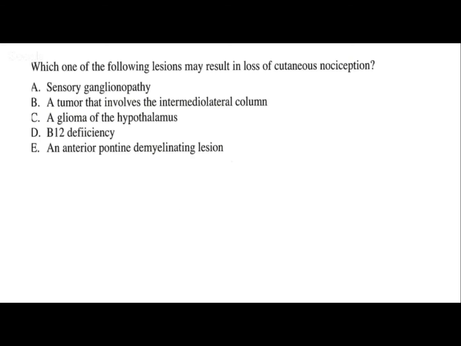Which of the following lesions may result in loss of cutaneous nociception? A, sensory ganglionopathy. B, a tumor that involves the intermediolateral column. C, a glioma of the hypothalamus. The intermediolateral column is basically that inhibitory pathway that lies sort of right around here. D, B12 deficiency. E, an anterior pontine demyelinating lesion.